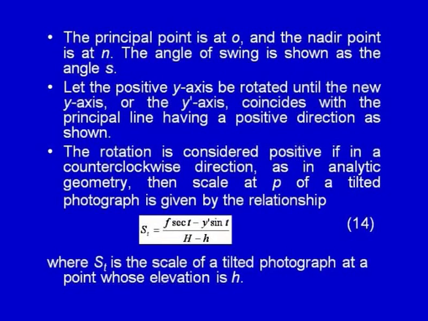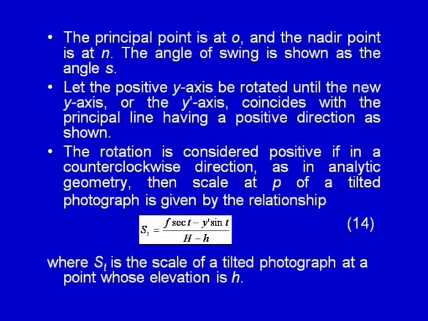Then the scale at P of a tilted photograph is given by the relationship S t is equal to focal length f multiplied by the secant of the tilt angle minus y dash multiplied by the sine of the tilt angle, divided by flying height capital H minus the elevation of the point small h.